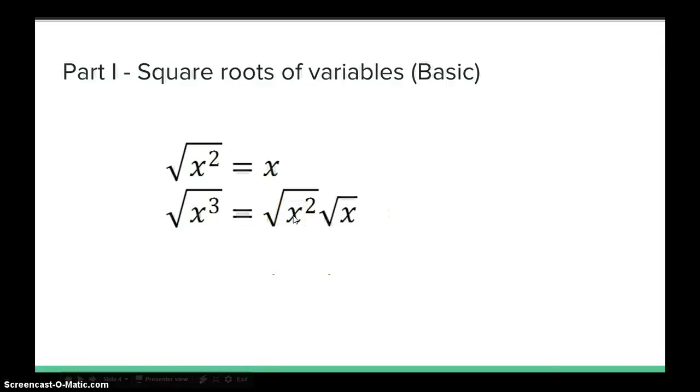But the good news is the square root of x squared, we've already talked about. What is the square root of x squared? It's just x. And so we can simplify this down to x times the square root of x.